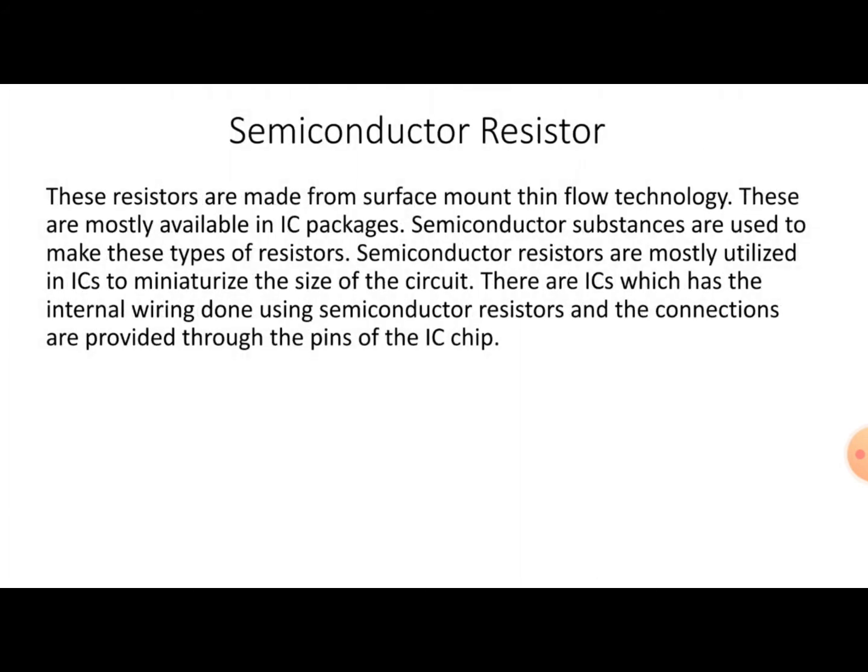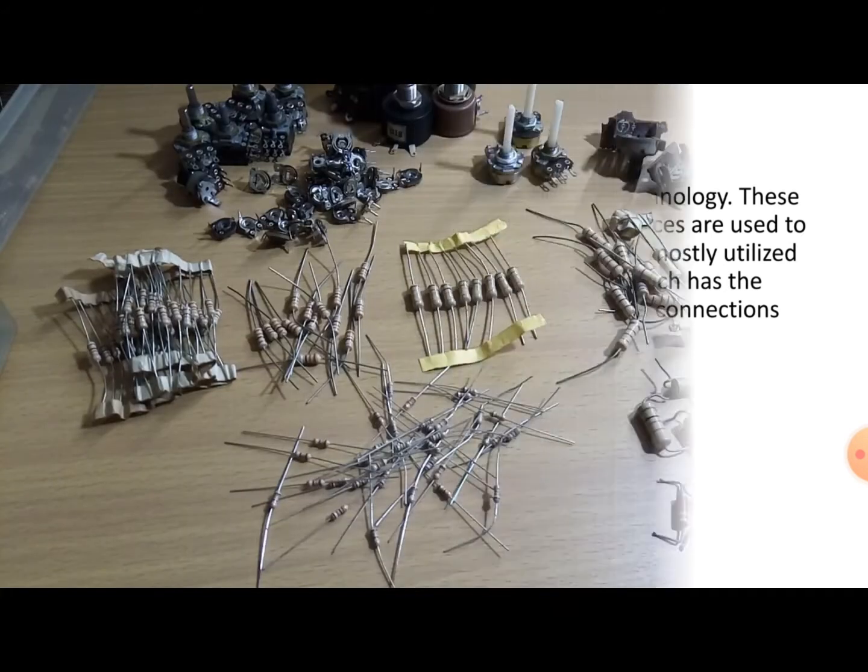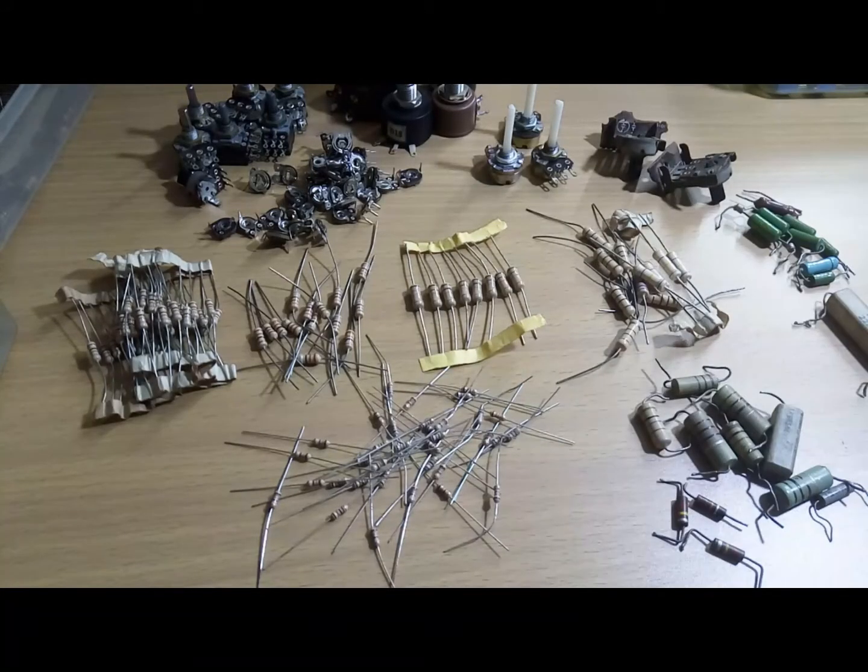Semiconductor resistor. These resistors are made from surface mount thin film technology. These are mostly available in IC packages. Semiconductor substances are used to make this type of resistors. Semiconductor resistors are mostly utilized in ICs to miniaturize the size of the circuit. There are ICs which have the internal wiring done using semiconductor resistors, and the connections are provided through the pins of the IC chip. Here you can see different types of resistors.